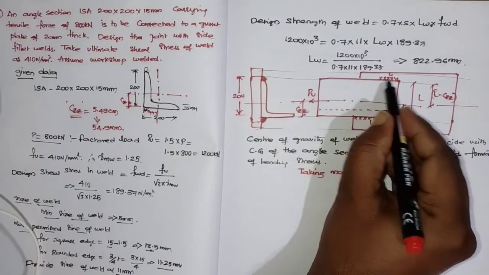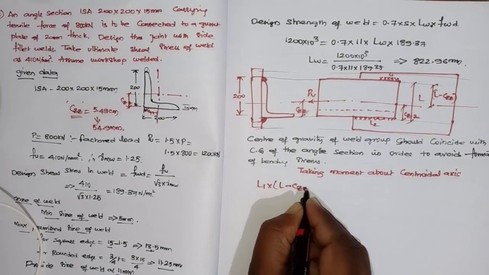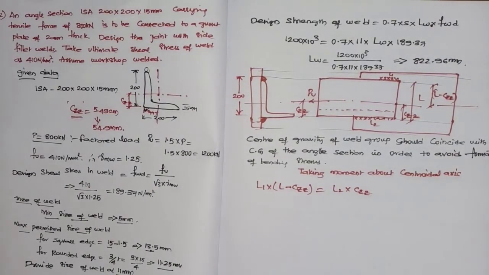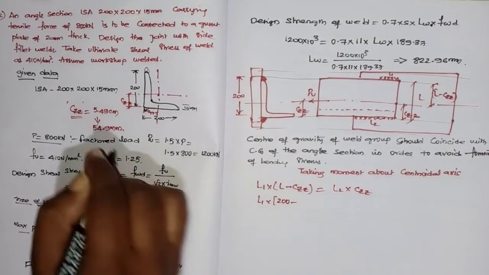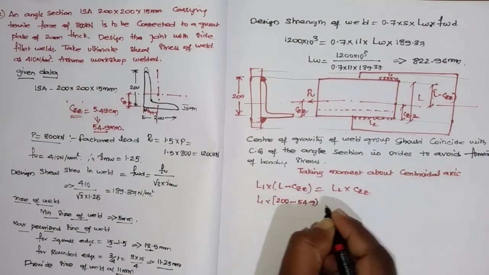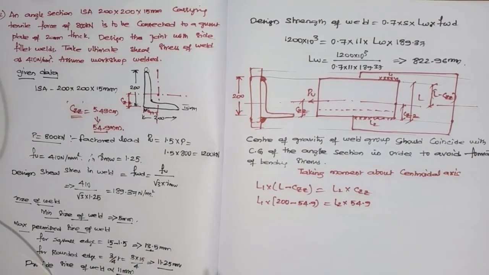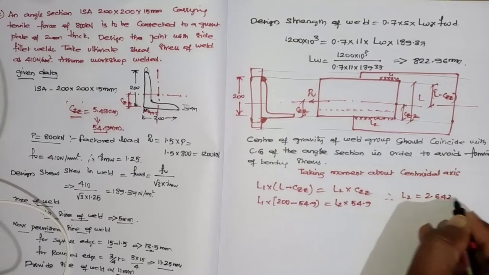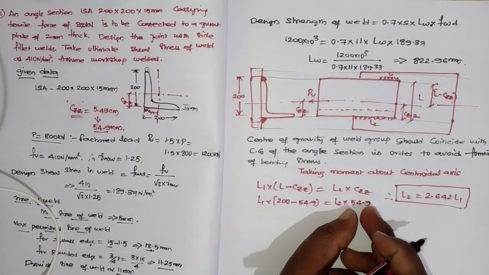Taking moment about the centroidal axis: L1 into (L minus CZZ) equals L2 into CZZ. Now, L is 200. CZZ we have taken from the steel table book, 54.9. So L1 into (200 minus 54.9) equals L2 into 54.9. Now, what will be L2? L2 equals 2.642 in terms of L1, from (200 minus 54.9) divided by 54.9.